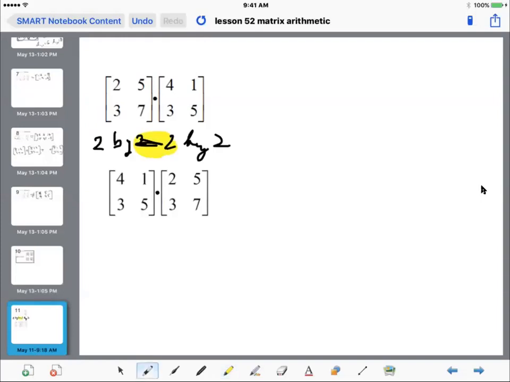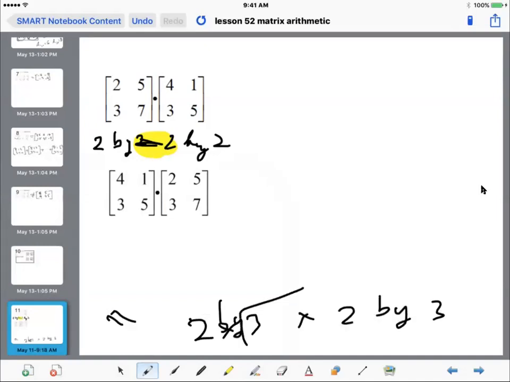That's why it was not possible to take a 2x3 times another 2x3, because these two numbers did not match up. So in this case, those two numbers do match up. So yes, it's going to be possible.